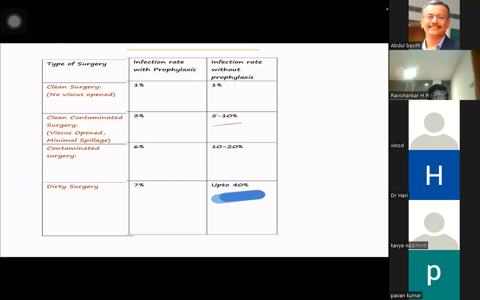If it is a clean surgery, the infection rate is 1%, even with antibiotic or without antibiotic. So there is no need of antibiotic in clean surgeries. In clean contaminated surgeries, without antibiotic, the chances of infection are about 5 to 10%. With antibiotic, it is only around 3%. In contaminated surgeries, it increases up to 20% without prophylaxis, and in dirty surgeries, it increases to 40%. So in contaminated and dirty surgeries, we prefer to add antibiotics prophylactically.